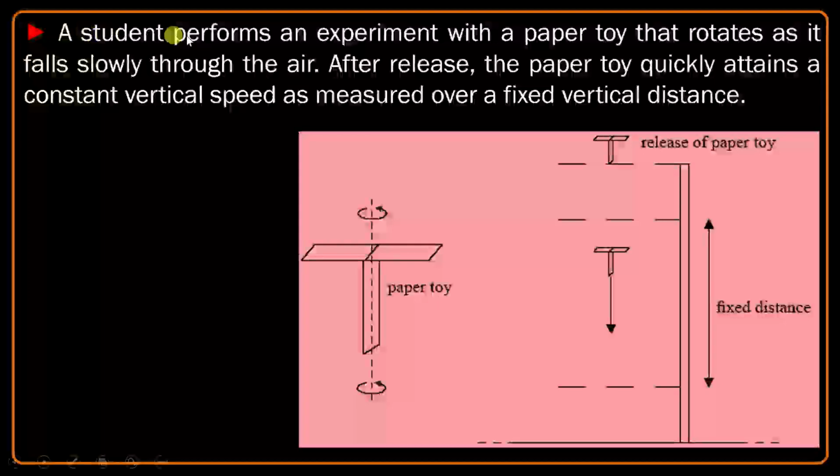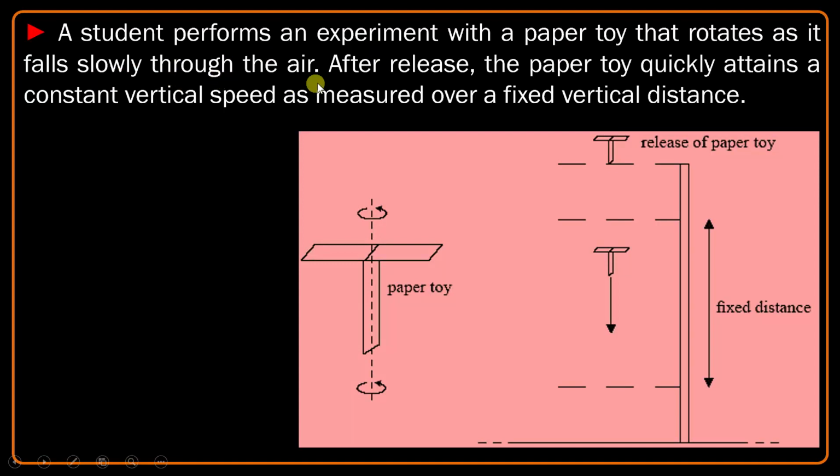Problem 2. A student performs an experiment with a paper toy that rotates as it falls slowly through the air. After release, the paper toy quickly attains a constant vertical speed as measured over a fixed vertical distance. This is the paper toy, and it is released from rest.